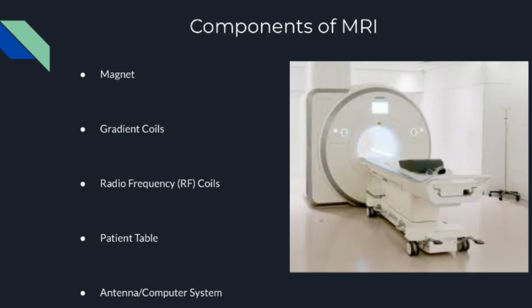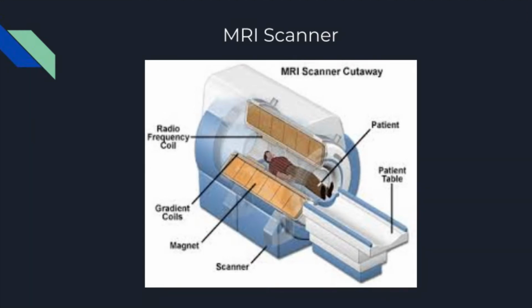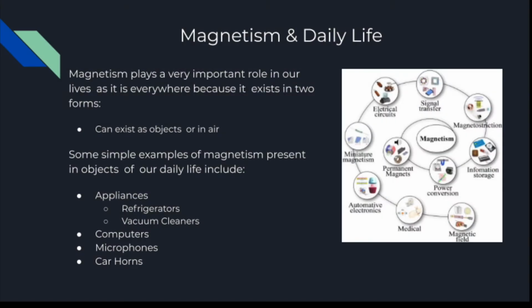The components that make up an MRI are the magnet, which is about 0.5 to 2.0 Tesla, while the gradient coils produce magnetic fields less strong than the main magnetic field produced by the magnet. Meanwhile, the radio frequency coils transmit radio waves into the patient's body. The patient table allows the patient to slide in and out of the MRI scanner, and the antenna and computer system is where the antenna feeds the computer system the radio signals produced by the patient's body to be able to produce an image.